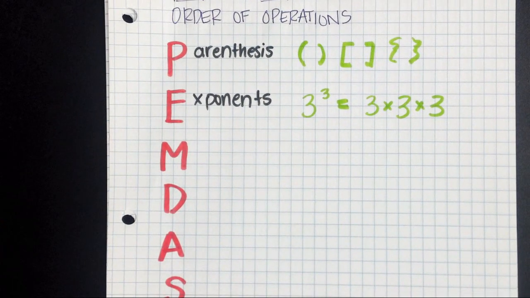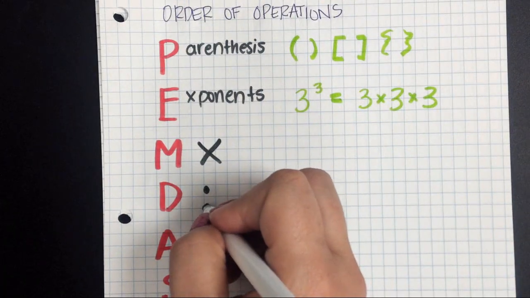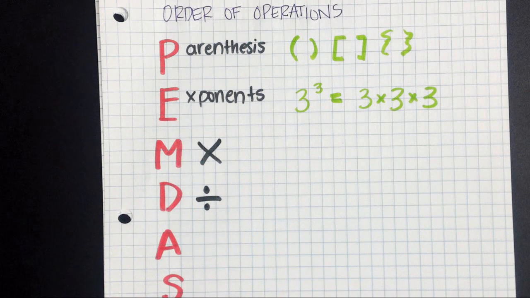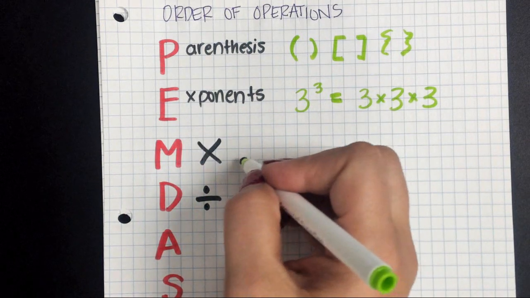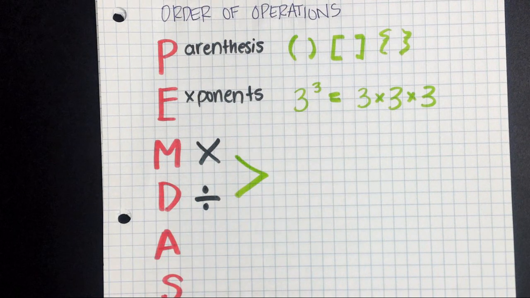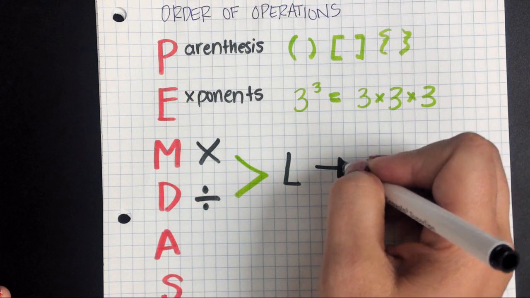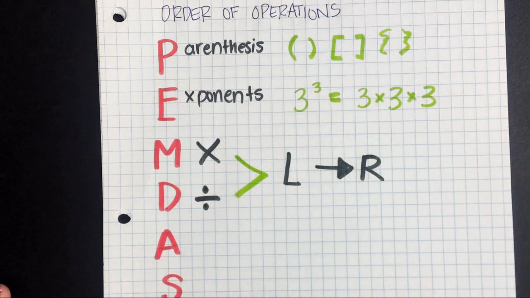All right, what does the M stand for? Multiply. Absolutely. What about D? Divide. Okay, now here's the thing about these. They are partners. These two are partnered together, which means we're going to solve them whatever we get to first, left to right.